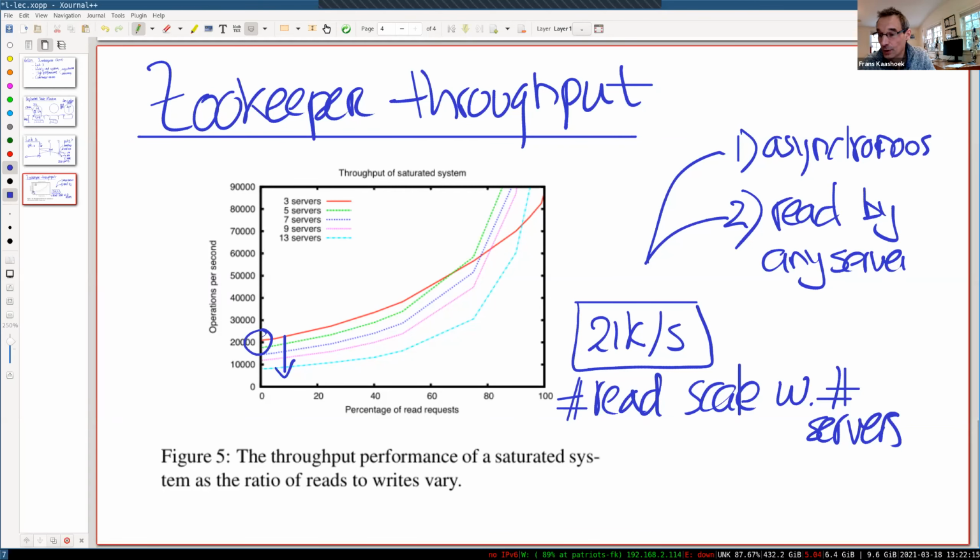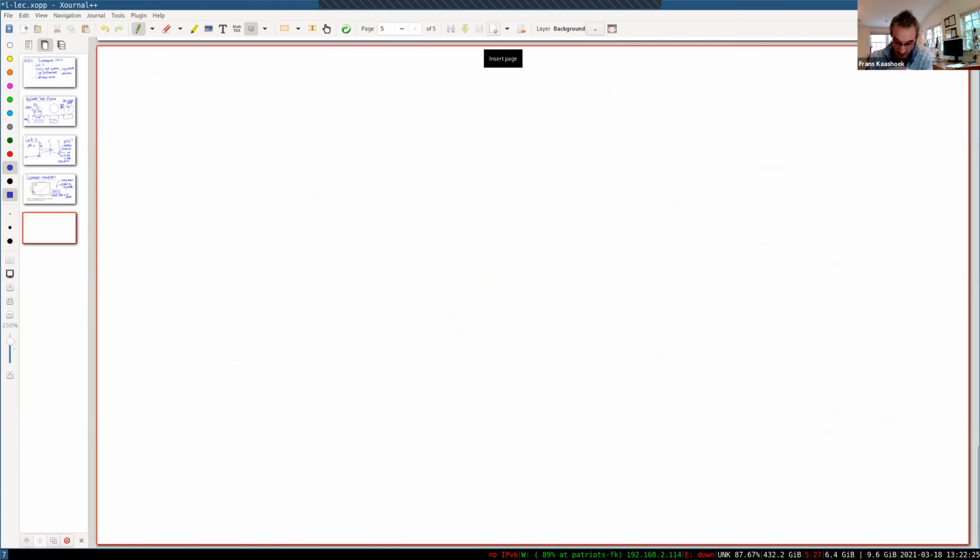So instead of running all the operations through the leader, they allow operations to actually be processed by any server. And then the latter, I want to talk a little bit more about it. And I think I want to just think about, could we do something similar? Like, let's say we want to do lab 3.